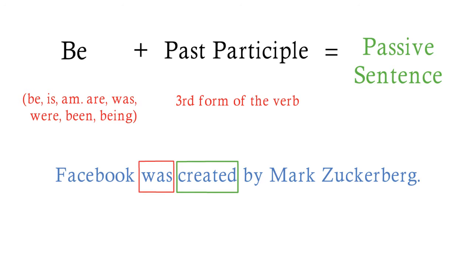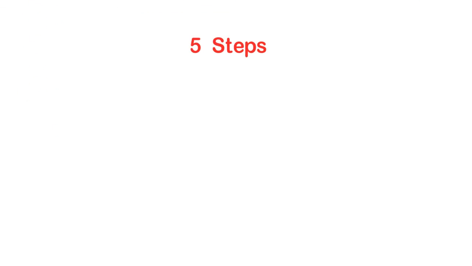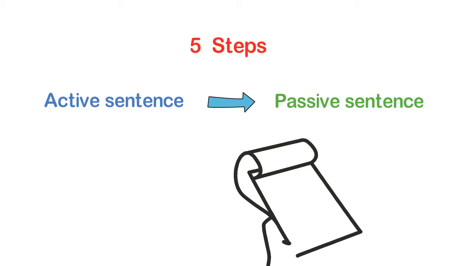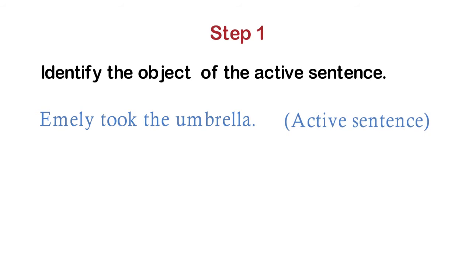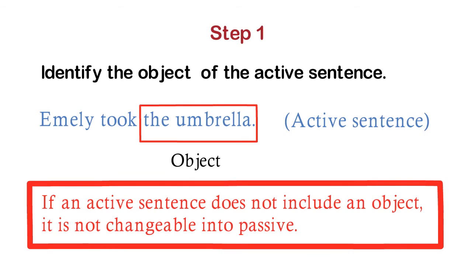Now, let's learn the steps to change active to passive voice. There are 5 steps to change an active sentence into a passive one. Now, you might need to take a piece of paper so that you can write the steps down as we explain. Step 1. Identify the object of the active sentence. Emily took the umbrella. Keep in mind, if an active sentence does not include an object, it is not changeable into passive.